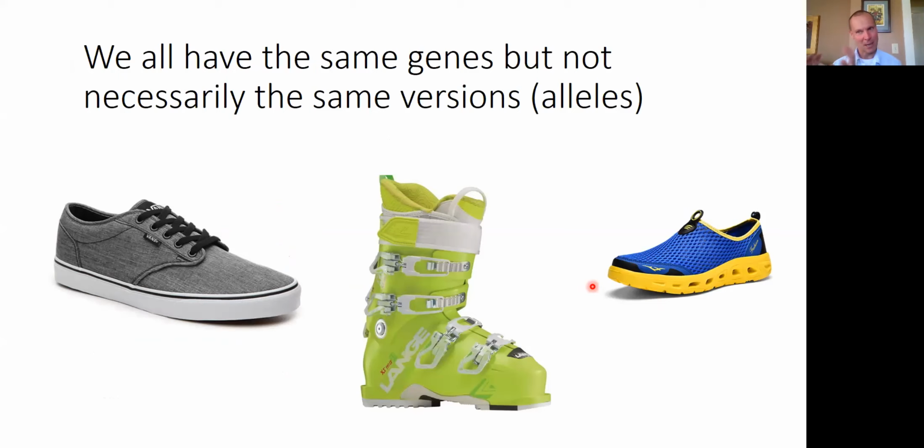Let me say that again. With the exception of the sex chromosomes, we all have the same genes in the same order on the same chromosomes. So why do we differ genetically? Well, just because we have the same genes doesn't mean that we have the same versions of those genes. And the analogy that I always like to use is shoes. So different versions of the same gene is called an allele.